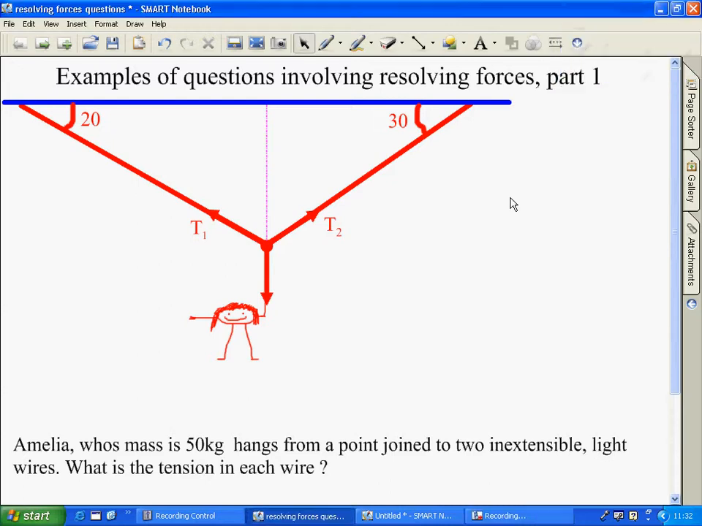Hi, welcome to some examples, part 1 of questions involving our resolving forces skills. Right, so we have Amelia here who's hanging from this point.